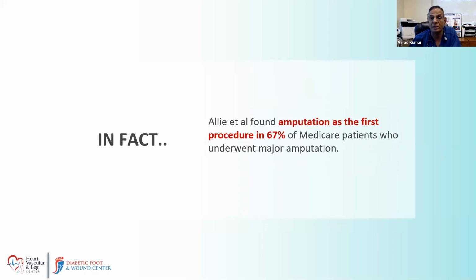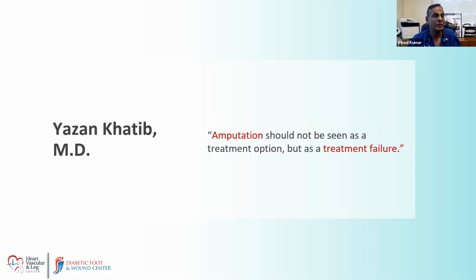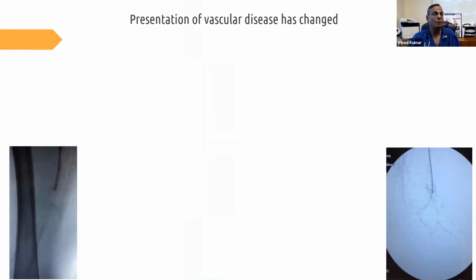We just don't stop at the ultrasound. We need to make sure we don't end up having amputation as the first procedure. Look at Ali et al. Found amputation is the first procedure in 67% of Medicare patients who underwent major amputation. That should not be the first procedure. First procedure should be restoring the circulation and optimizing the level of blood flow. That's very critical. I'm going to just show you a few slides.